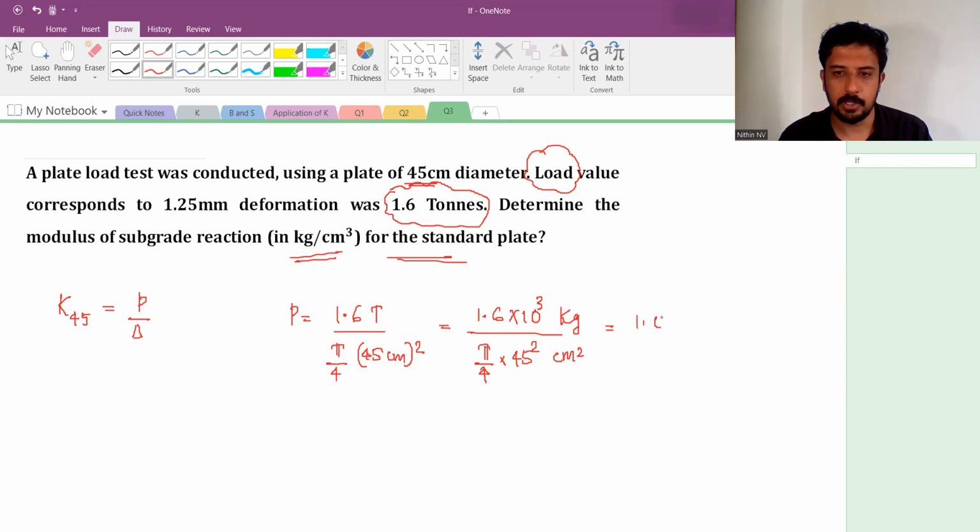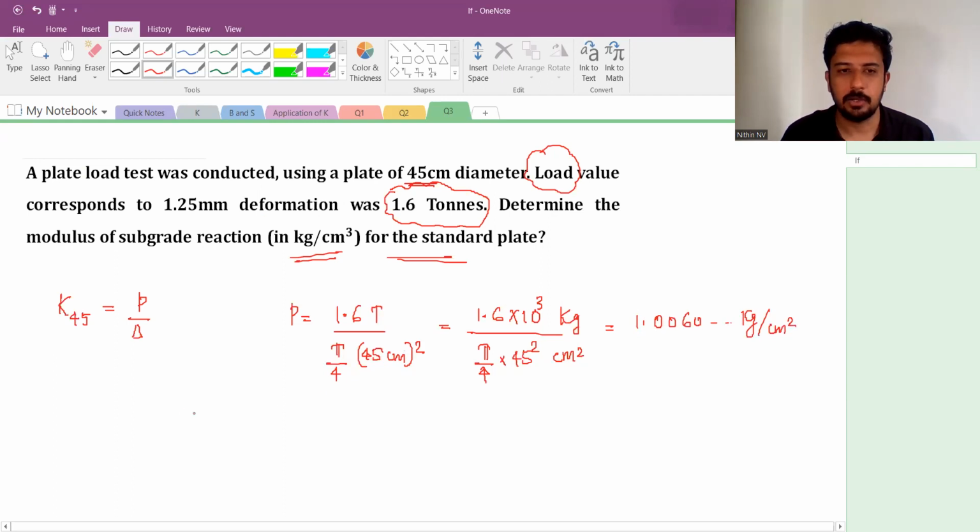You're going to get 1.0060 something like that. No need to round it off. Directly what you can do, we can calculate here. So this value, 1.006 something like that, divided by 0.125. Directly you do that, you're going to get 8.0481 kg per centimeter cube.